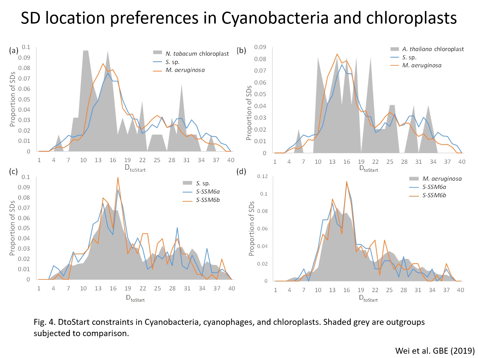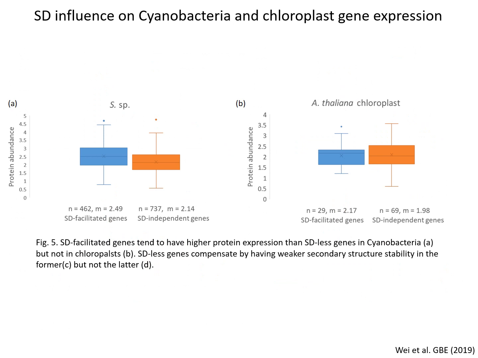The importance of this finding here is that phages utilize host translation machinery to replicate. Therefore, it is evolutionarily beneficial for phage genes to adapt host gene features that increase translation efficiency. So, because the SD location in cyanobacteria is well mimicked by cyanophages, SD sequence must be important in cyanobacteria. This figure here shows us that, indeed, SD-facilitated genes have higher protein expression levels than SD-lacking genes in cyanobacteria in panel A, but not in chloroplast in panel B.